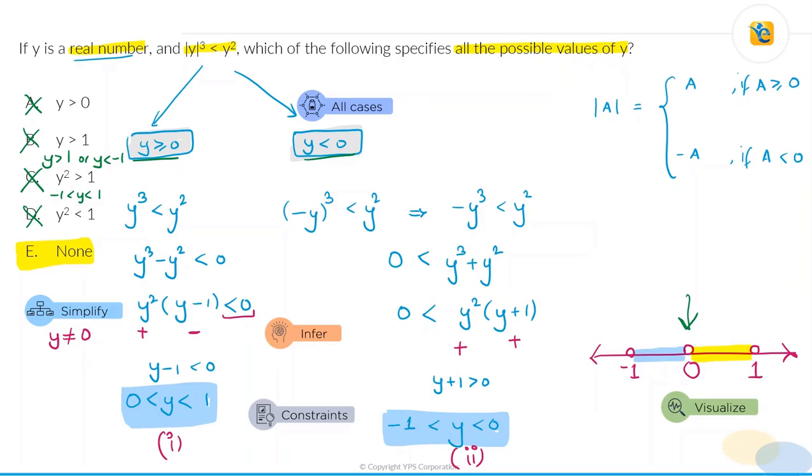Here as E. I hope this clarifies a lot of the doubts that you had in absolute values and inequalities and in inequalities with powers and so on. Process skills are a wonderful way to get you through from your conceptual understanding level to applying those concepts.